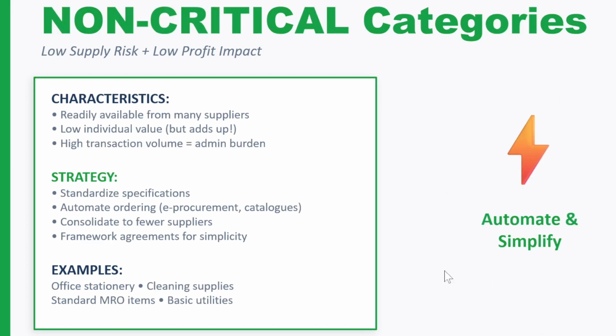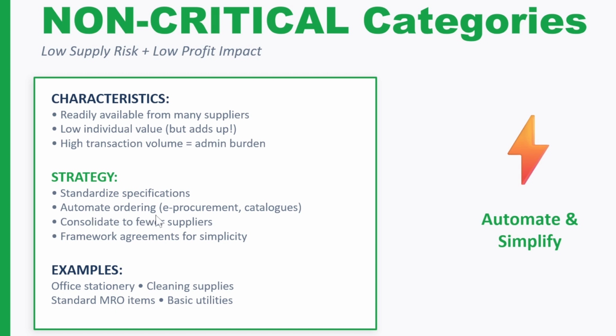The fourth one is the non-critical category, in which you have low supply risk and low profit impact. What are the characteristics? It is readily available from many suppliers, with low individual value and high transactional volume, which is just an admin burden. So what should be the strategy? The first and foremost is you need to standardize the specification. Let's say you are finalizing markers and you have specified that you will have only two types of markers, black and blue. It is just an example. It can be applied to other categories as well.